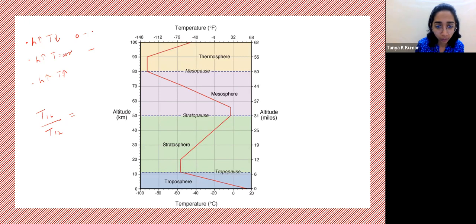So it's from 0 to about 11, and this will be from 11 to about 20. This will be from 20 to about 50. So this ratio, temperature in this region remains the same. So this ratio will be 1. Thank you for the correction. I was making a mistake there.